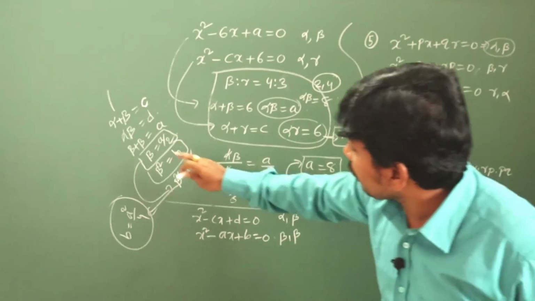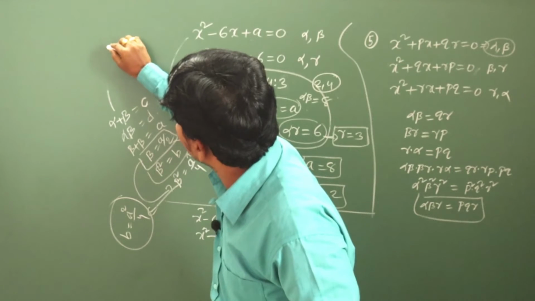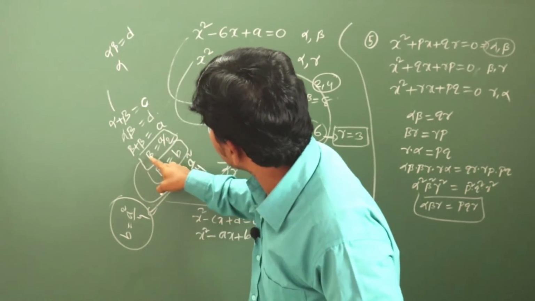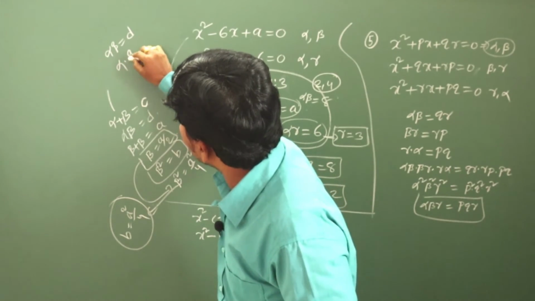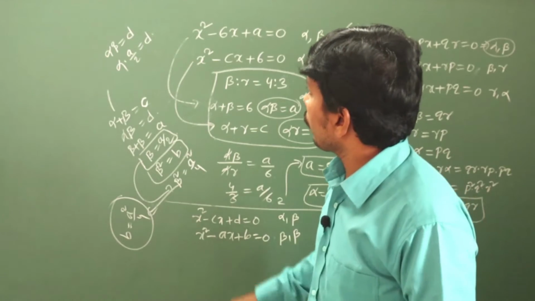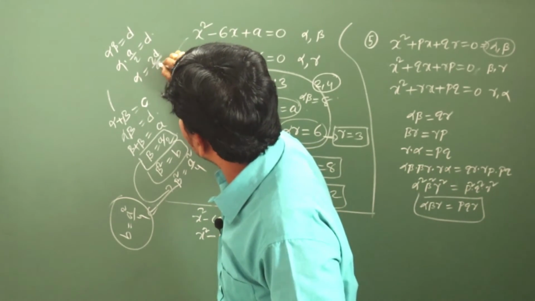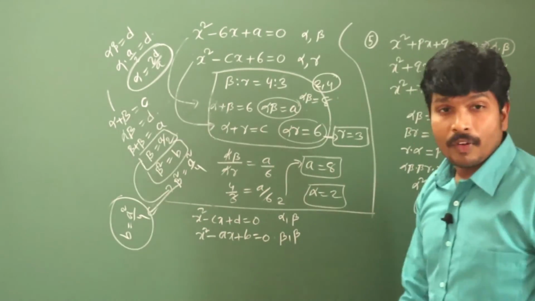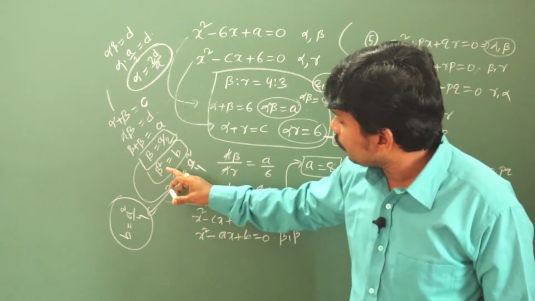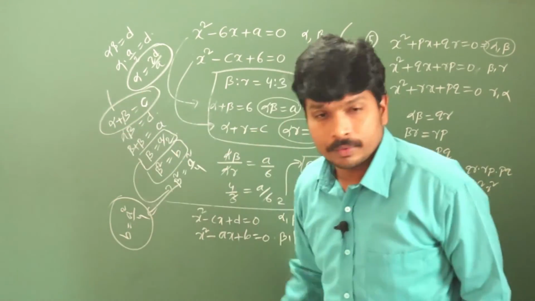And again, alpha beta value is D. Beta is equal to A by 2, so alpha times A by 2 equals D. From this, alpha equals 2D by A. So the alpha value is 2D by A and the beta value is A by 2. Now substitute these.